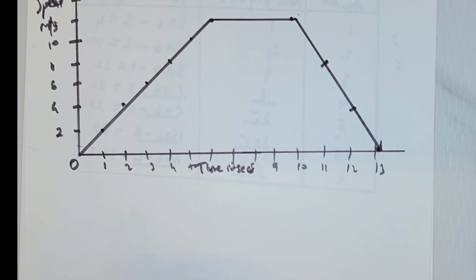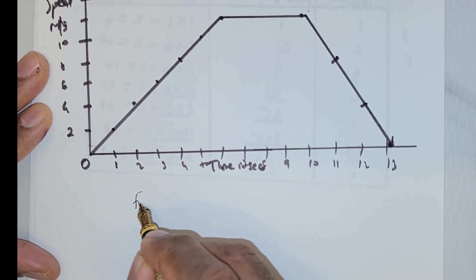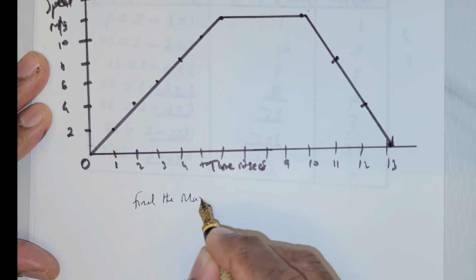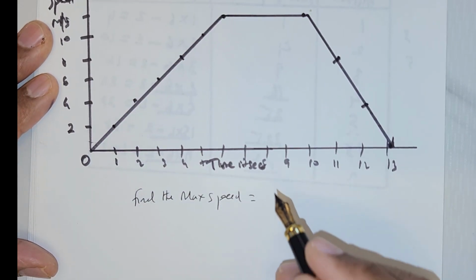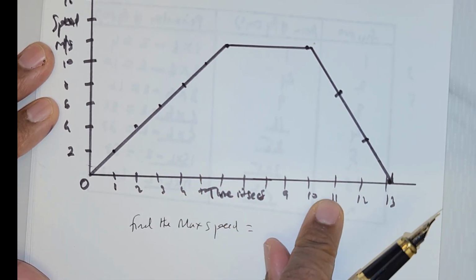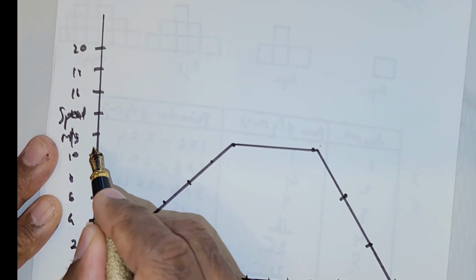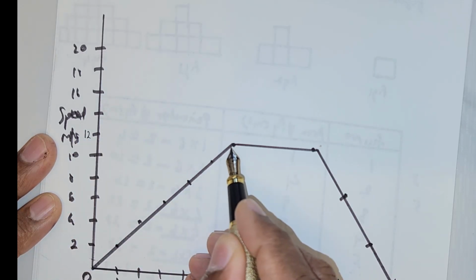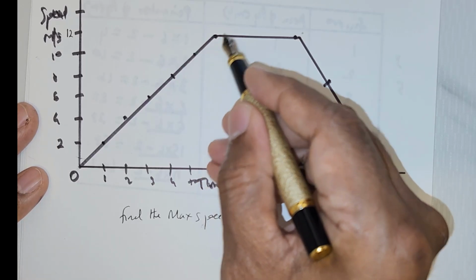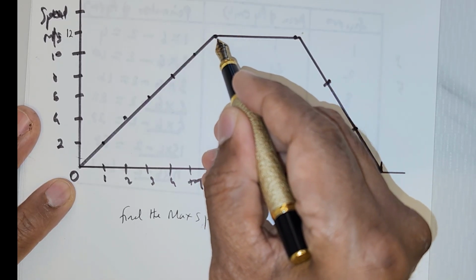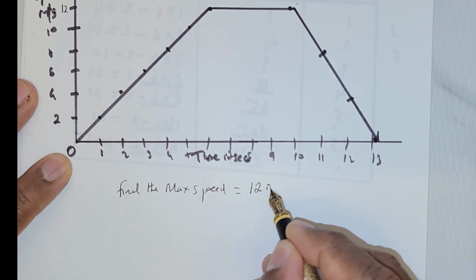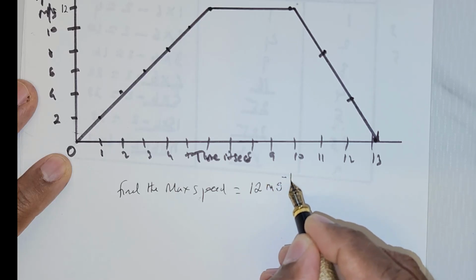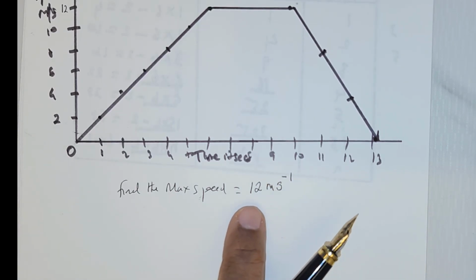Now, first question, they are asking us to find the maximum speed. Okay, now what is the maximum speed? This is time, this is speed. If you see here, this is 10 meters per second and this is 12 meters per second, right? So at this point there is no more acceleration. So this is the spot where the athlete hits the maximum speed. You need to write 12 and make sure to write meters per second. If you don't write the unit, it's wrong. So this is important.